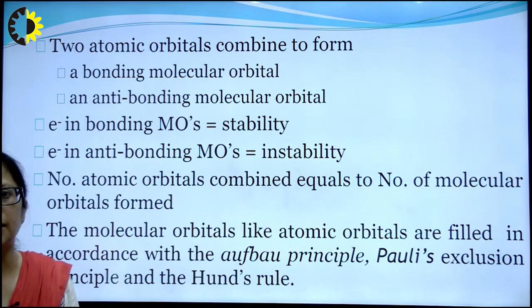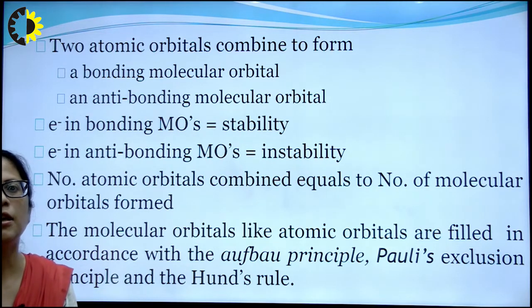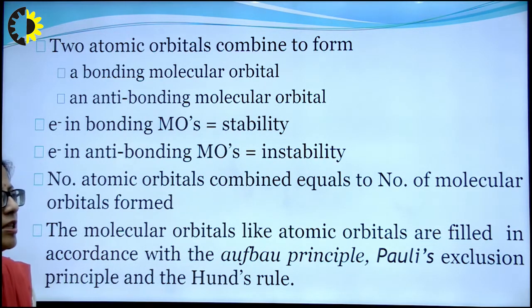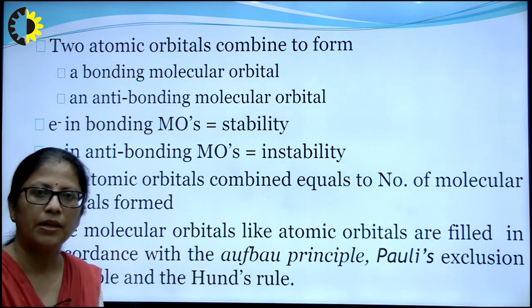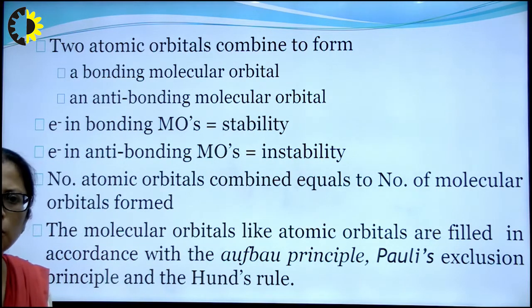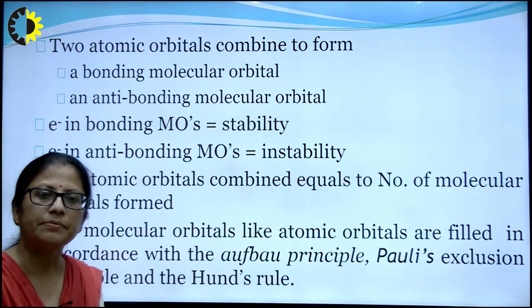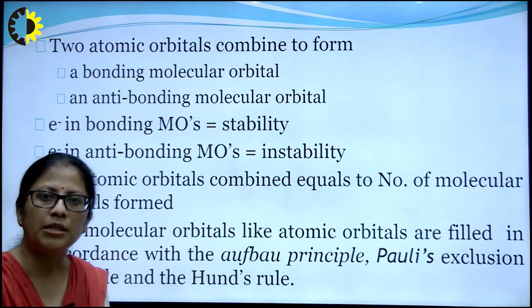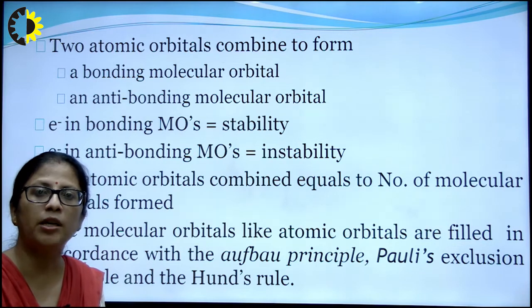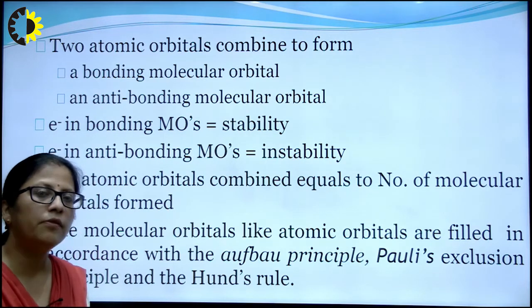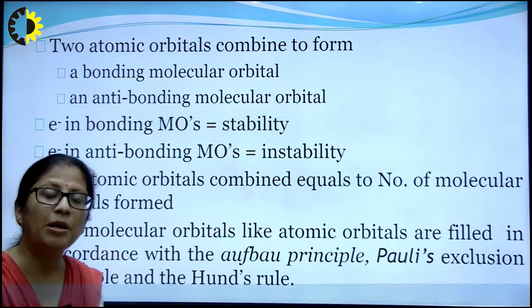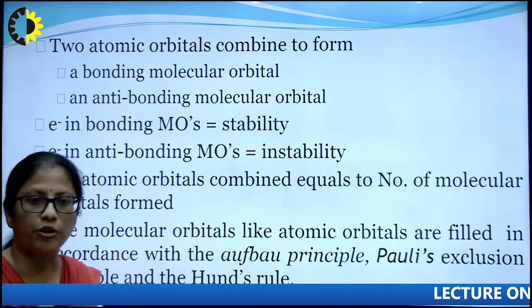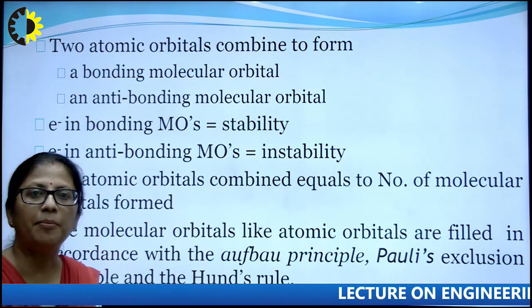The molecular orbitals, like atomic orbitals, are filled according to the Aufbau principle. The Aufbau principle states that the orbitals which are lower in energy are going to be filled first. Then they are filled according to the Pauli exclusion principle, which states that two electrons in the same orbital cannot have the same set of 4 quantum numbers. At least their spin quantum number will be different. And Hund's rule states that pairing will not take place unless and until the same energy orbitals are singly occupied. So, these 3 rules are applicable to MOT.